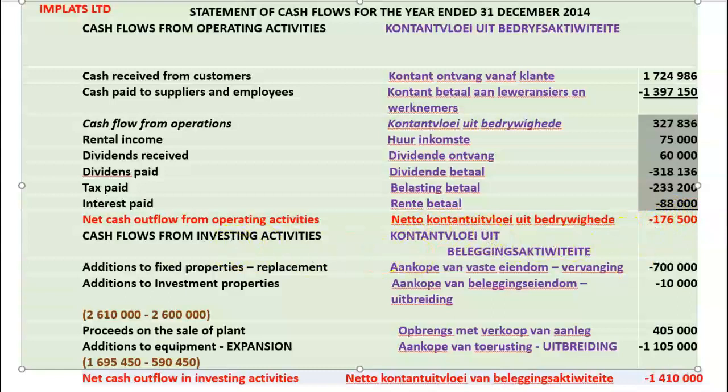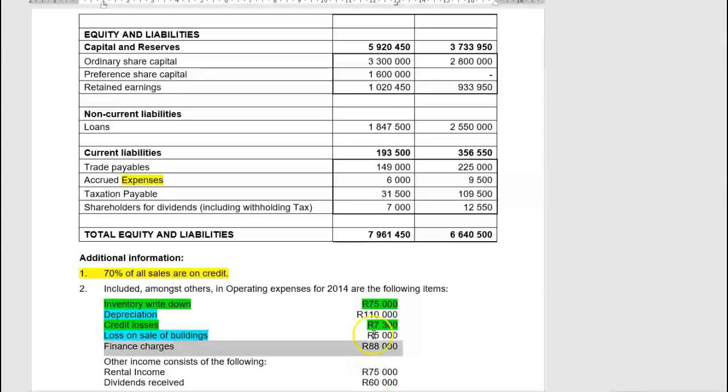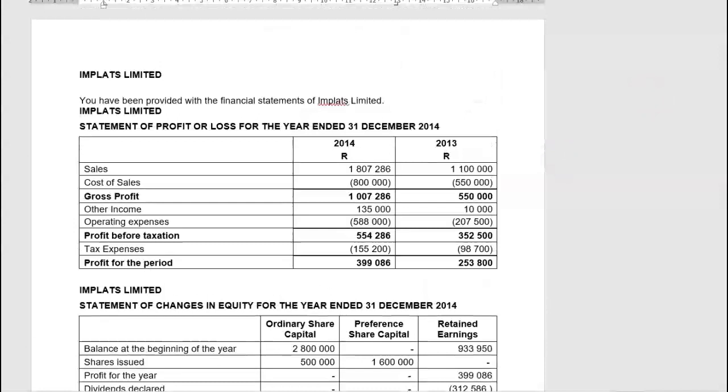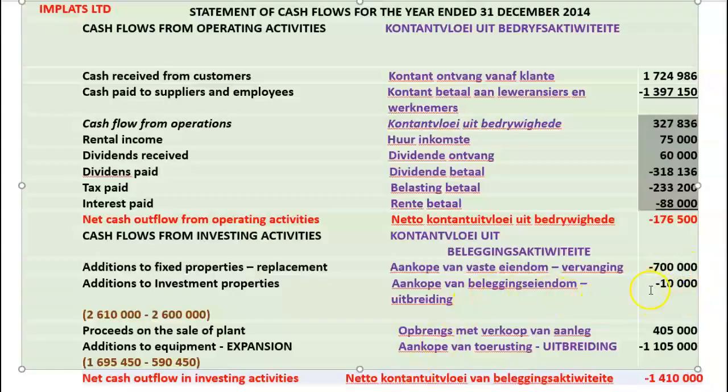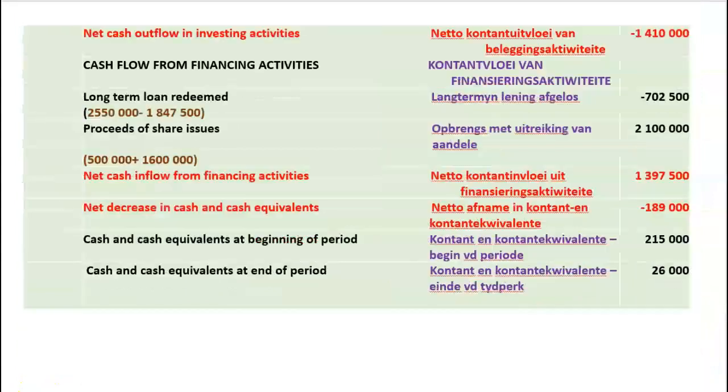Cash flow from investing activities, we had the fixed property thing. Investment properties, that's the one that we didn't have. If you look at your assets here, investment properties increased with 10,000 Rand. So it's an outflow of cash, additions to investment properties. We have the proceeds on the plant and we have the additions to equipment. So all you can do is to add those items together to get my net cash outflow from investing activities, 1410.